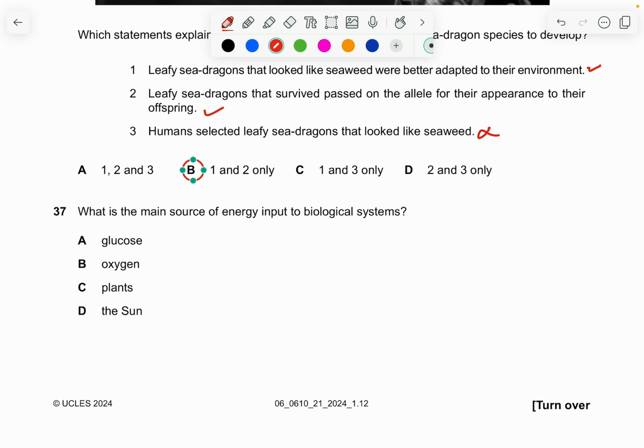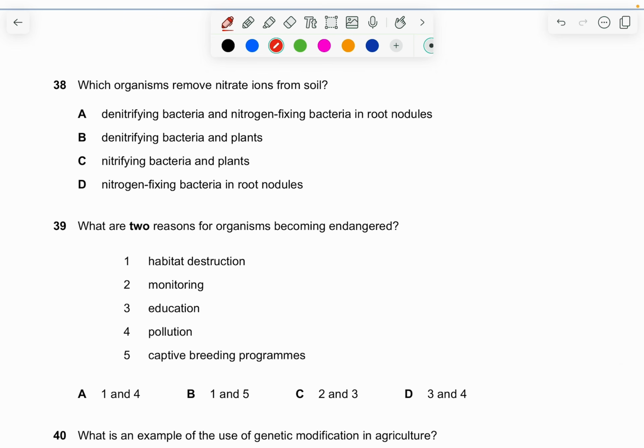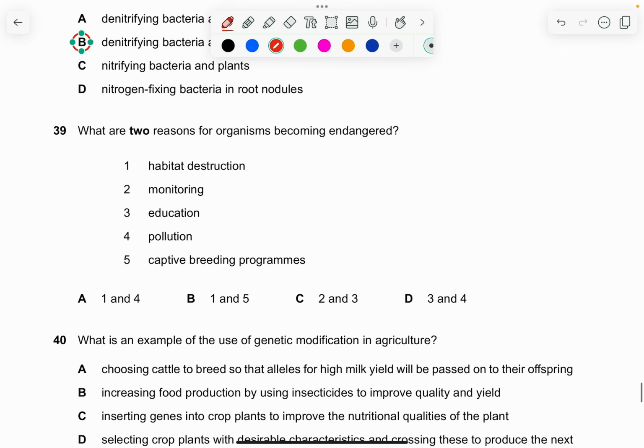Question 37. What is the main source of energy input into biological systems? So the answer is the sun. Question 38. Which organism removes nitrate ions from the soil? Removing nitrate ions is by converting nitrate ions back to nitrogen gas. So this is by the denitrifying bacteria.